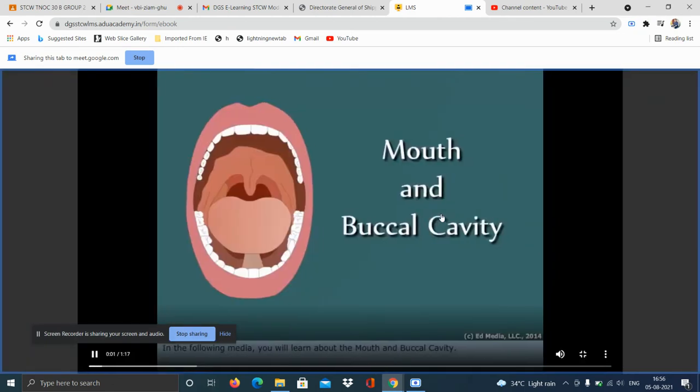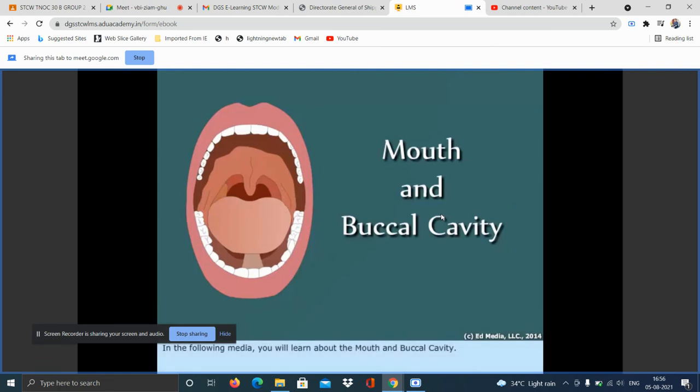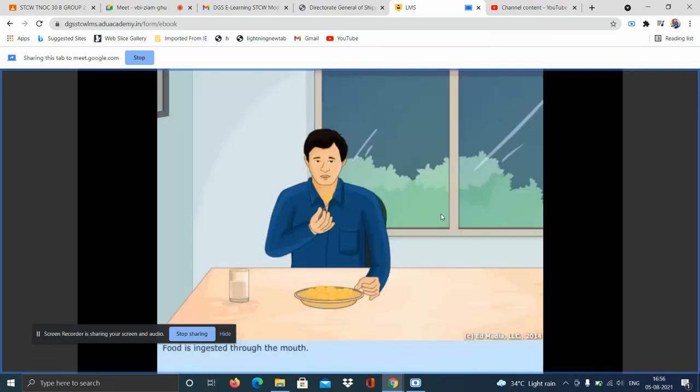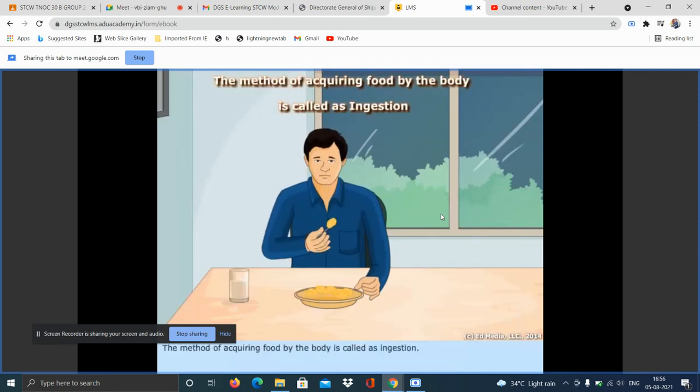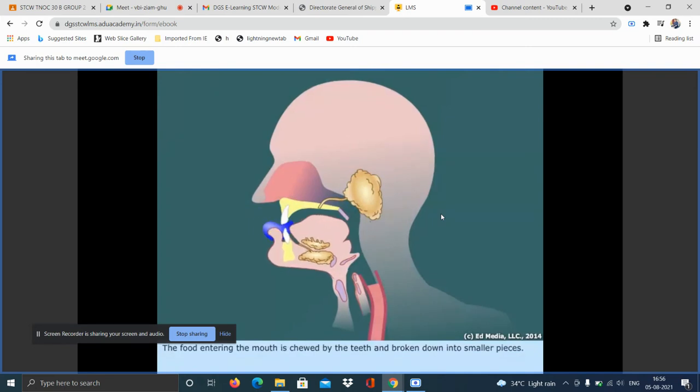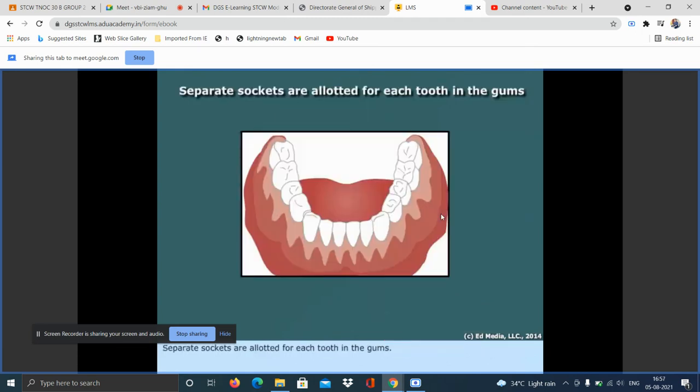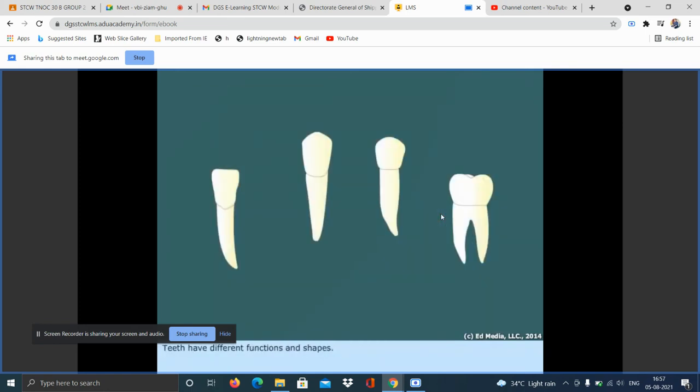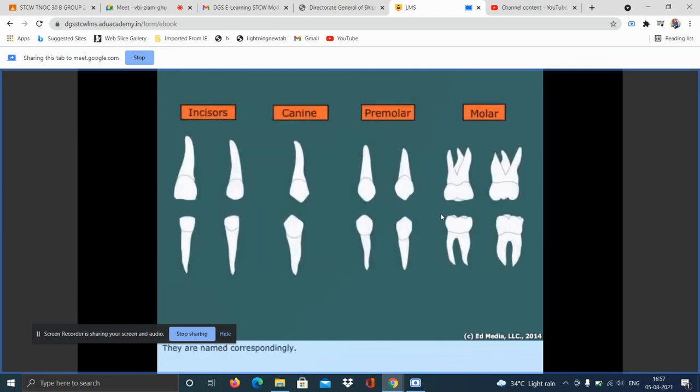In the following media, you will learn about the mouth and buccal cavity. Food is ingested through the mouth. The method of acquiring food by the body is called as ingestion. The food entering the mouth is chewed by the teeth and broken down into smaller pieces. Separate sockets are allotted for each tooth in the gums. Teeth have different functions and shapes. They are named correspondingly.